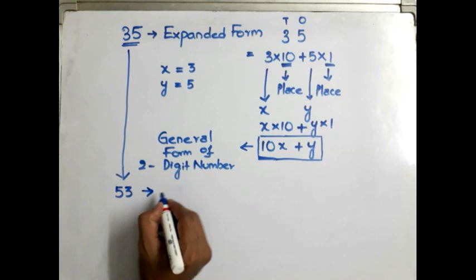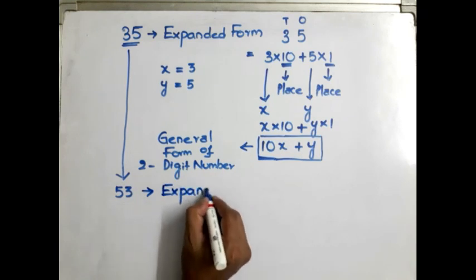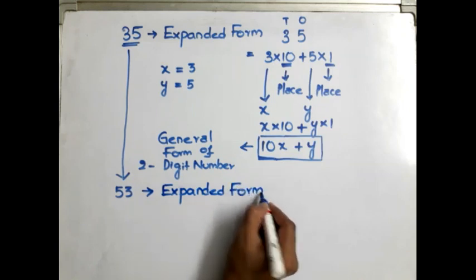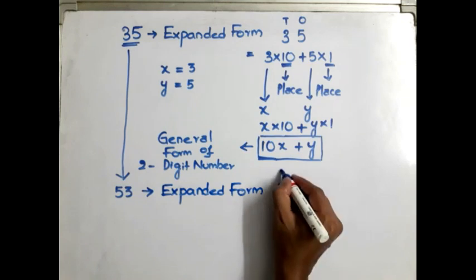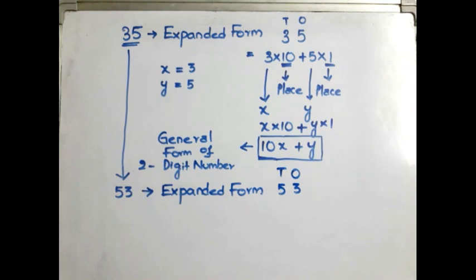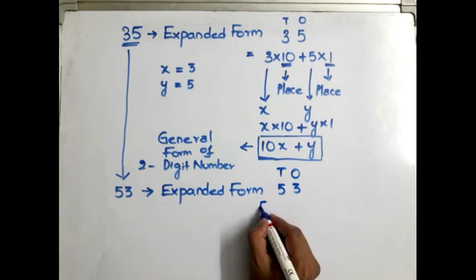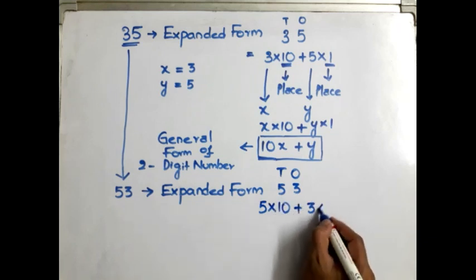Now write the expanded form of 53. If we start writing the expanded form of 53, you will get 5 in the 10's place and 3 in the 1's place. Now look, through this, how will you write this? 5 as 5 into 10 plus 3 into 1.